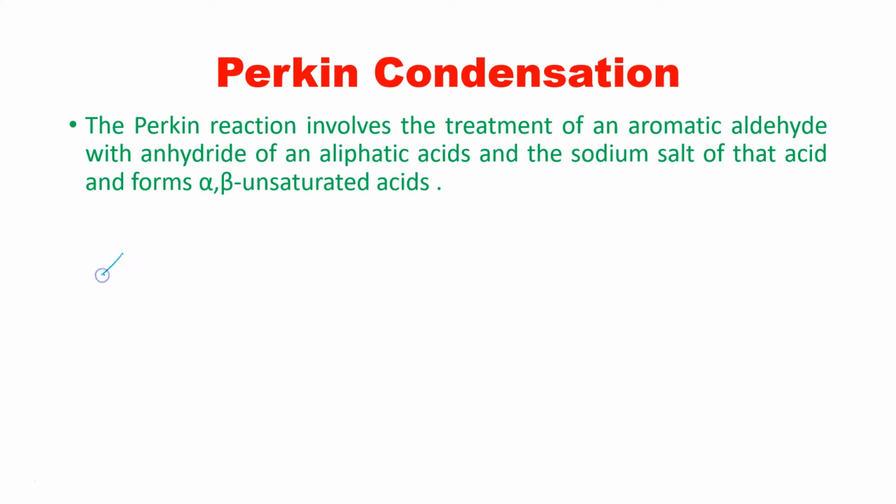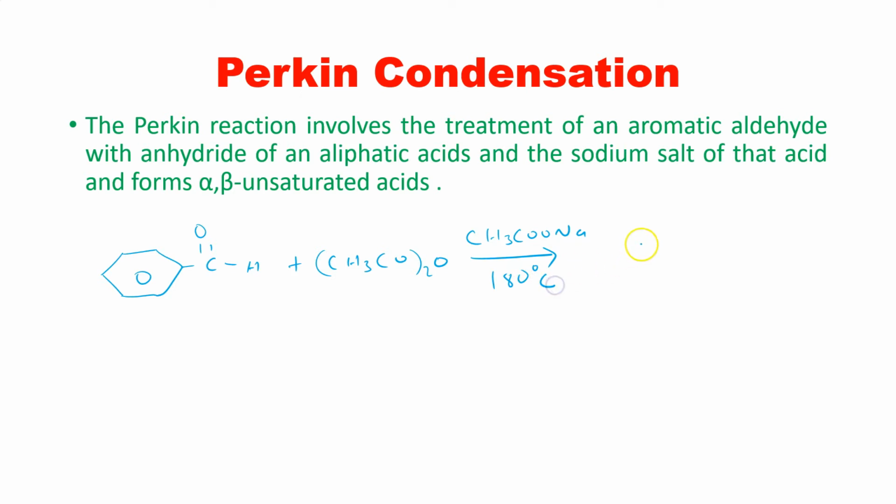So when benzaldehyde is treated with acetic anhydride, in presence of sodium salt of that acid, sodium salt of that acid means acetic acid, sodium acetate, it is the structure, and it has been heated at 180 degrees Celsius and it will give cinnamic acid as the product.